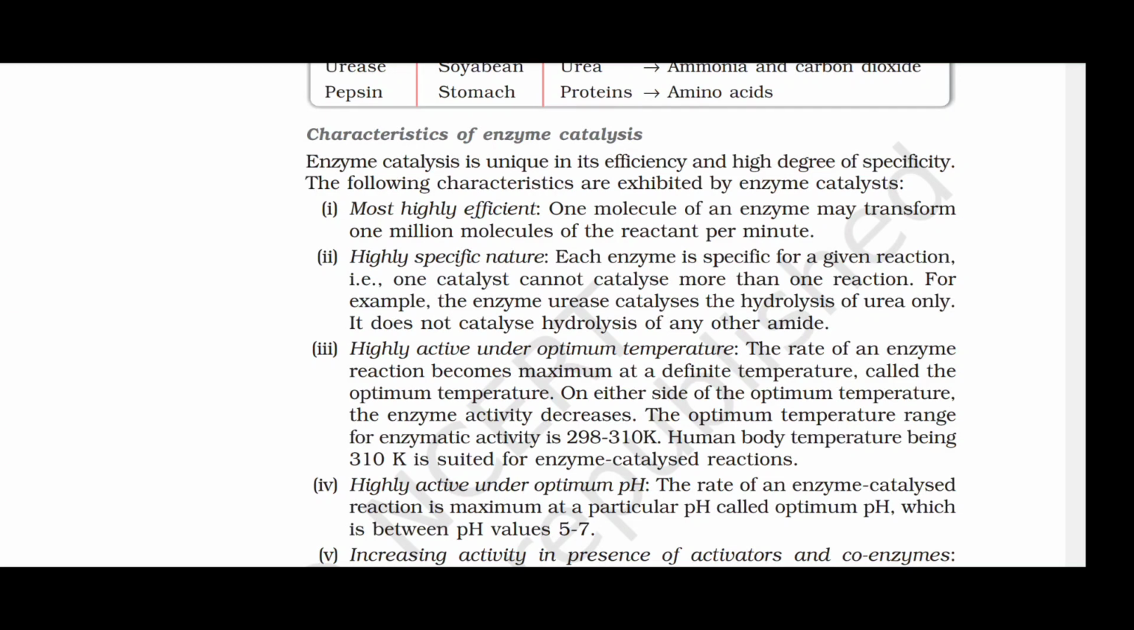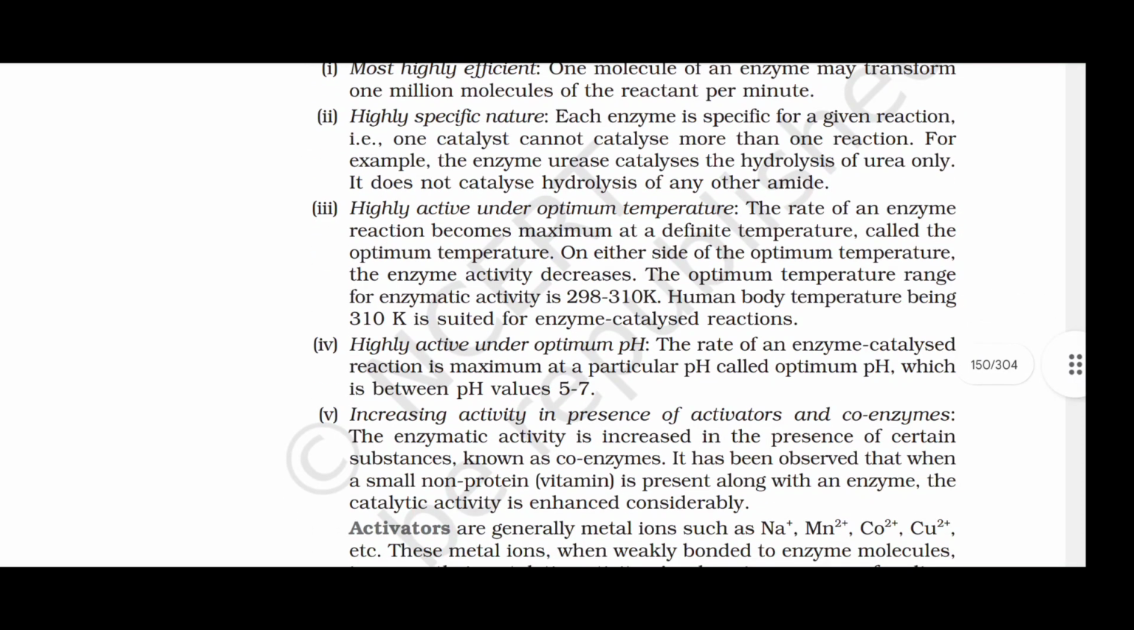Third, highly active under optimum temperature. The rate of an enzyme reaction becomes maximum at a definite temperature called the optimum temperature. On either side of the optimum temperature, the enzyme activity decreases. The optimum temperature range for enzymatic activity is 298 to 310 Kelvin. Human body temperature being 310 Kelvin is suited for enzyme catalyzed reactions.